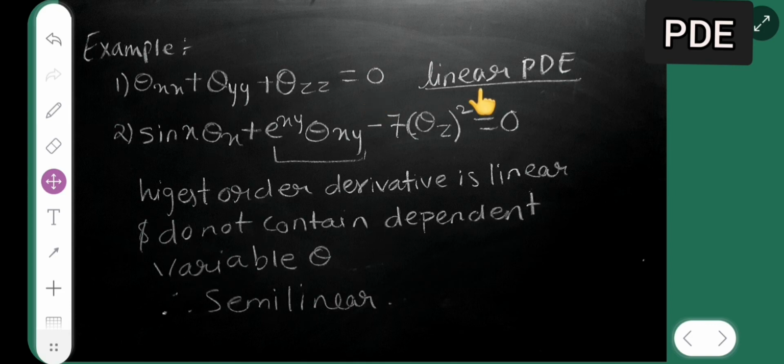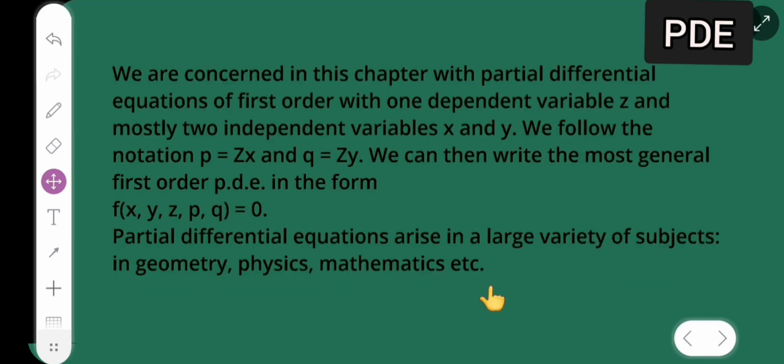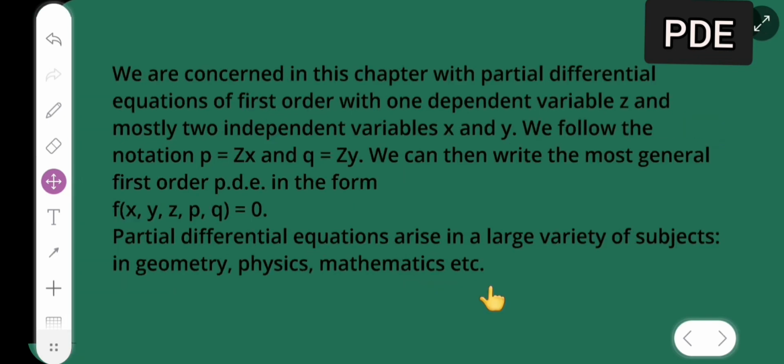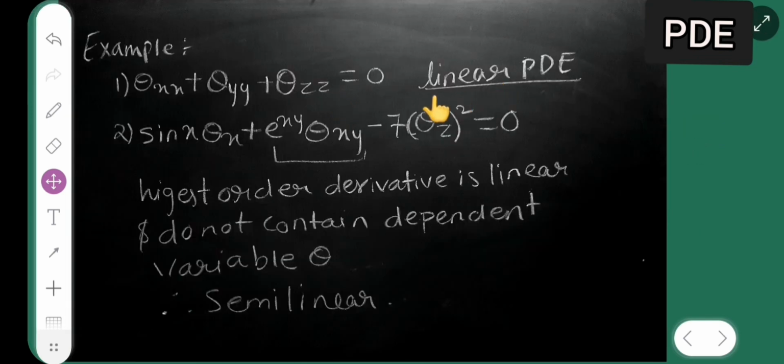So here it is a linear PDE, which I have already written here. Now why is it a linear PDE? What is the linear definition? A semi-linear PDE is said to be linear if it is linear in the dependent variable and its derivative, right? So that's why it is a linear PDE.